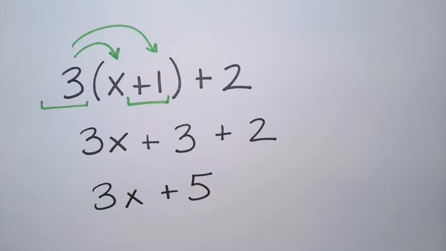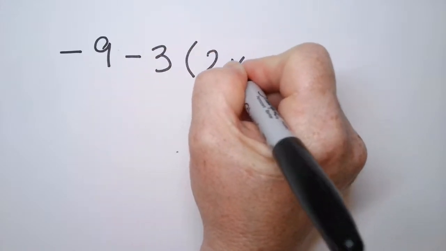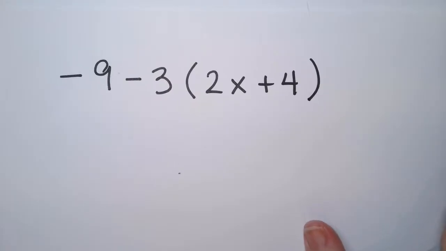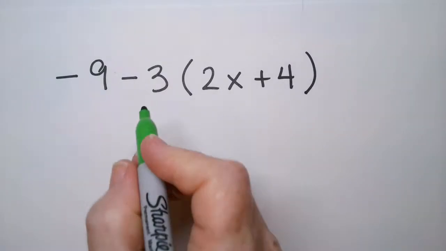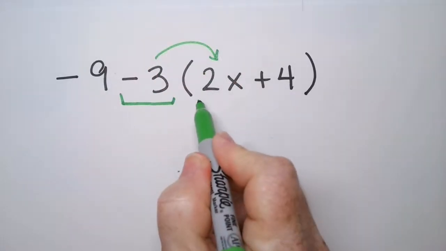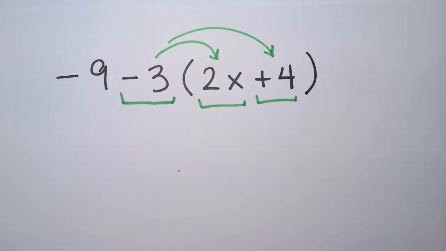Good. Okay, I'm going to put one up. I want you to work on them and tell me what you get, okay? So here we go. Minus 9 minus 3 times 2x plus 4. Okay, that's the first one. So the first thing I want you to do is the distributive property. I'll give you a hint. Don't drop the minus sign. Minus 3 has to be distributed to both of these. Okay, can you do that? And then combine them.